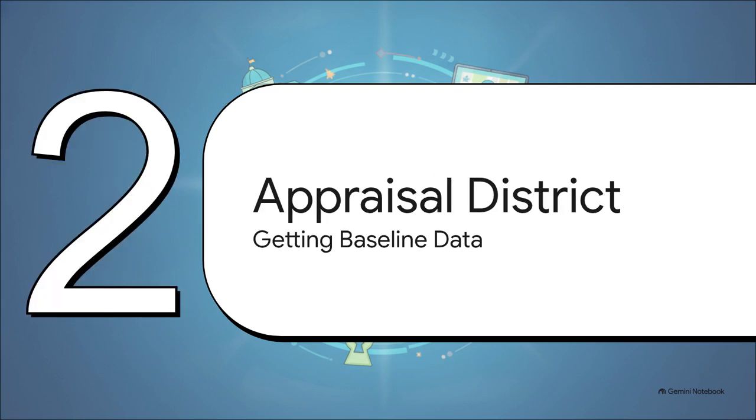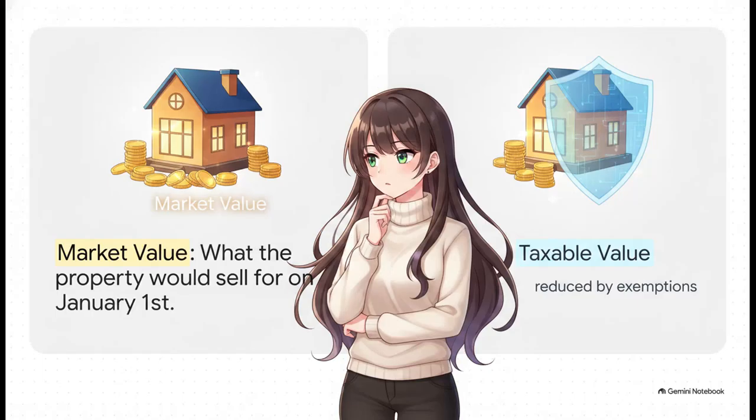Moving on to Section 2, navigating the appraisal district. This is where we get our crucial baseline data. The CAD, or Comal Appraisal District, is responsible for local property appraisals and managing exemptions for literally all taxing jurisdictions in the county. So, what does this actually mean when you pull up a record? Well, you're usually going to see 2 distinct terms: market value and taxable value. Market value is essentially just what the property would theoretically sell for on January 1st of that specific tax year. But taxable value, that's your appraisal value minus any exemptions.